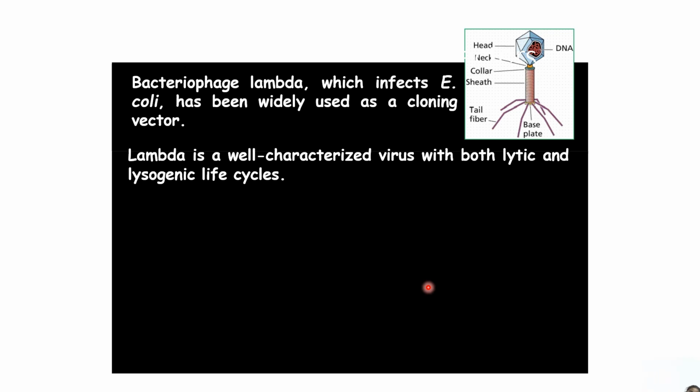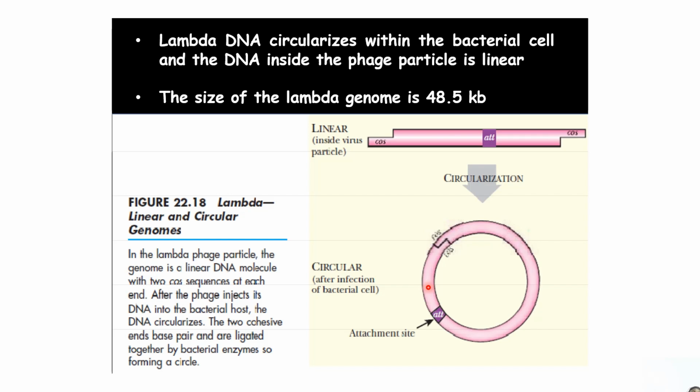So bacteriophage lambda, which infects E. coli, has been widely used as a cloning vector. It is a well characterized virus with both lytic and lysogenic life cycles. Lambda DNA circularizes within the bacterial cell, and the DNA inside the phage particle is linear. The size of the lambda genome is 48.5 kb.